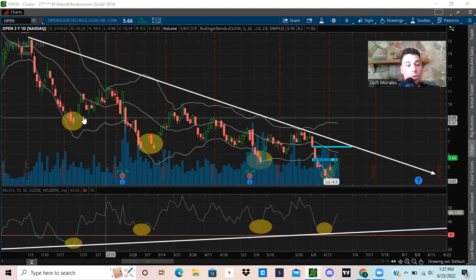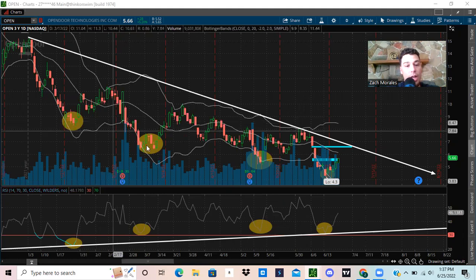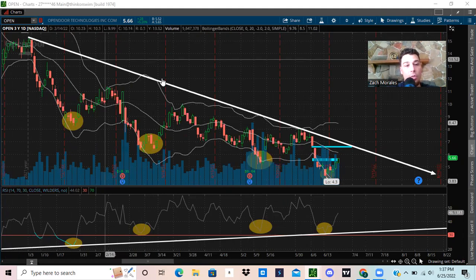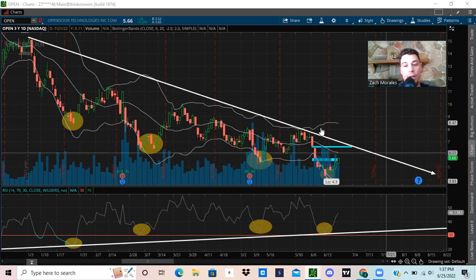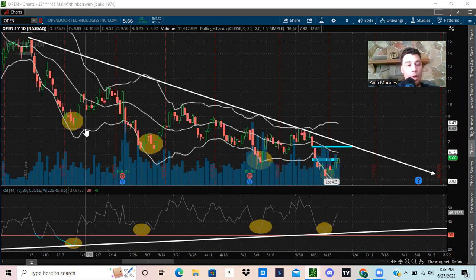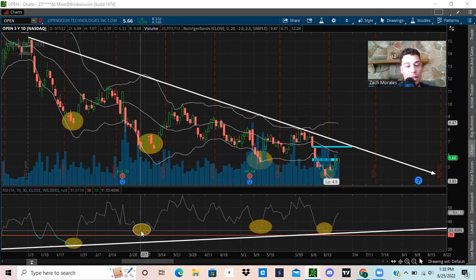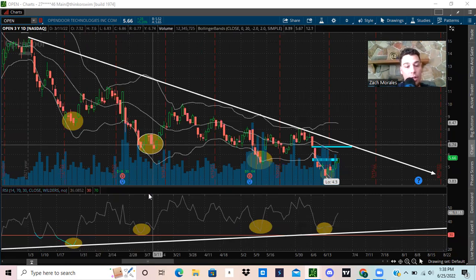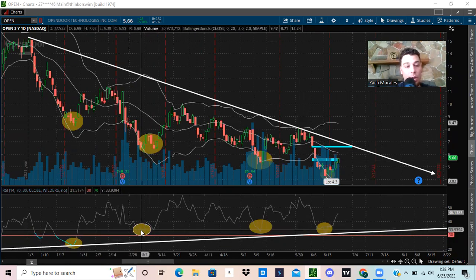So the first thing I want to signify is we're creating lower lows. So we're definitely in a downtrend, and until we break this major trend line here, we're going to be stuck in that downtrend. But what's really interesting, if we take a look at these ovals, we can see that when we've made a lower low on the chart, we're actually creating a higher low on the RSI.